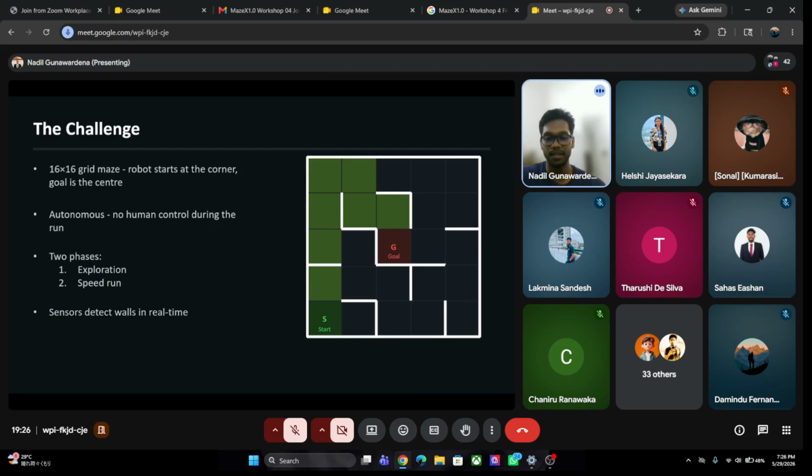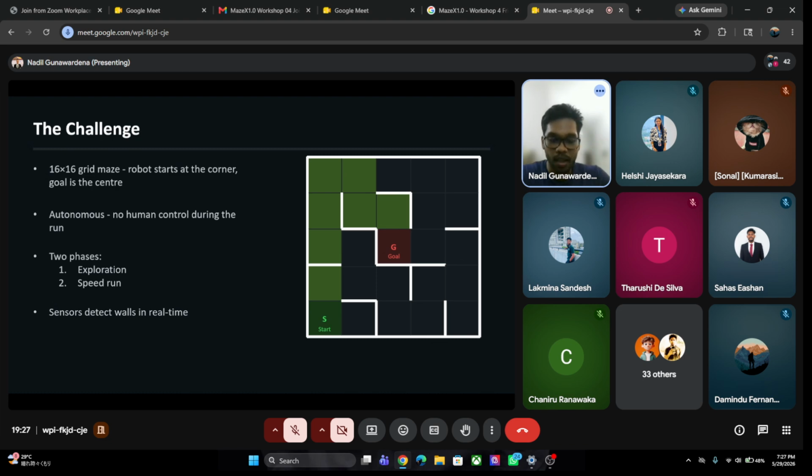At the beginning it doesn't have the map of the environment, that means this maze. In the exploration phase it maps out the environment and stores it in its microcontroller, and then after knowing about the environment, it knows what its environment is and how to navigate, and then it can compute how to navigate the environment. So if it knows the environment and it knows the path, then it can move at a great speed. So that's the speed run.